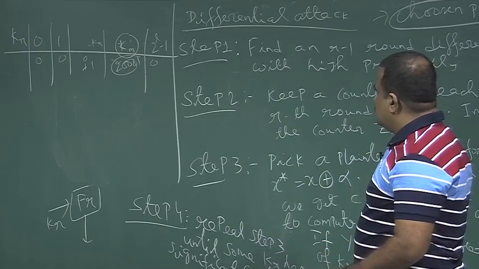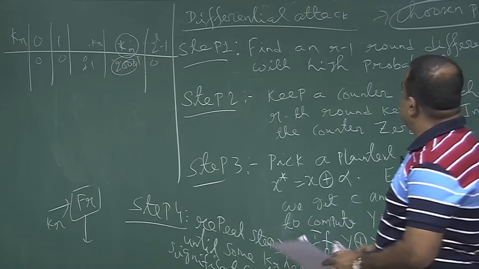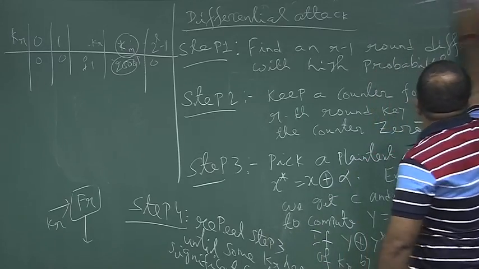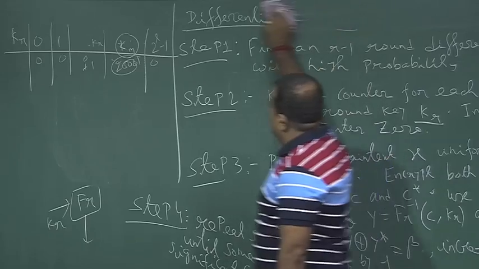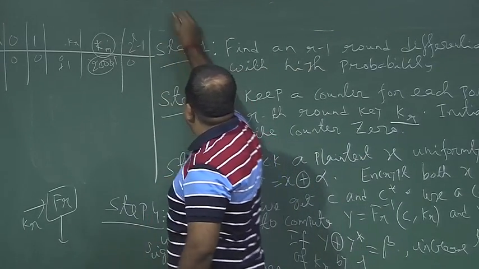So, this is the version of the differential attack, and there is one variant of this differential attack which is called impossible differential attack.